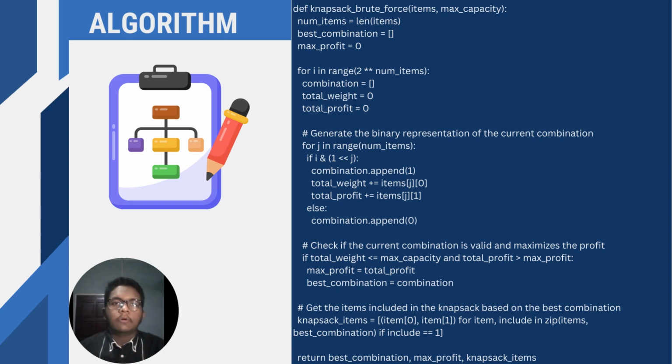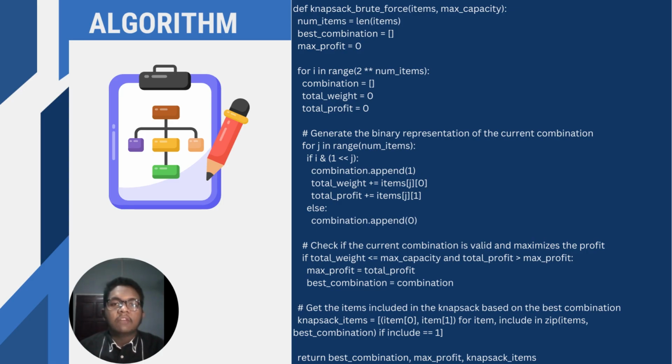Hi, my name is PHIRAPHONG and I will explain the algorithm for brute force. The function knapsack brute force takes two parameters: items, which is a list of tuples representing items, each containing weight and profit, and max capacity, which is the maximum weight the knapsack can hold.